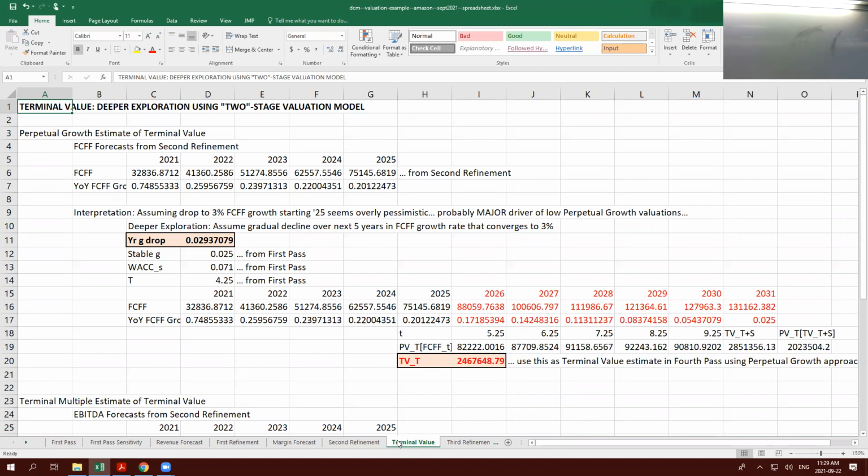But let me explain what I basically do. I want a terminal value, right? But instead of a terminal value using a growing perpetuity at the terminal date, so terminal value at time t equals cash flow t plus 1 over r minus g.